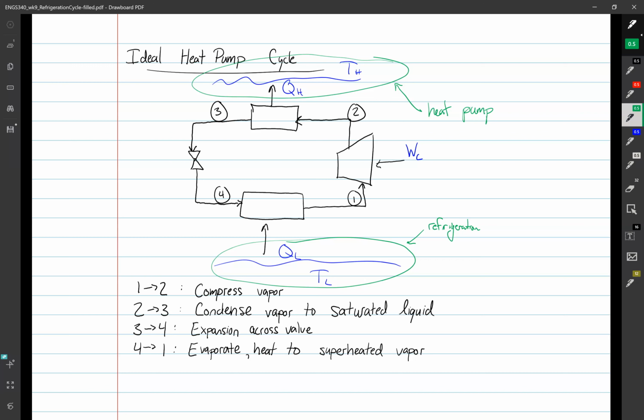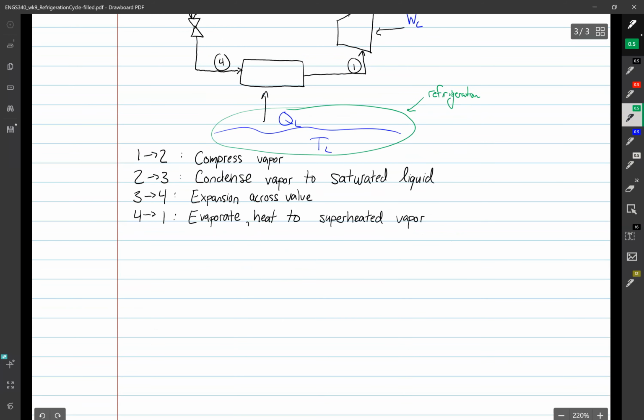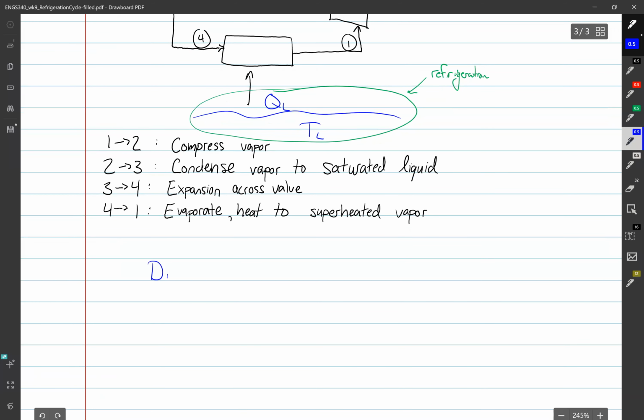We run the same cycle as your AC unit would run, but now the hot part of that system, instead of being outside the house as it is with AC, the hot part of the system, QH, is now inside of the house. So the difference between a heat pump and a refrigeration cycle is just your perspective.